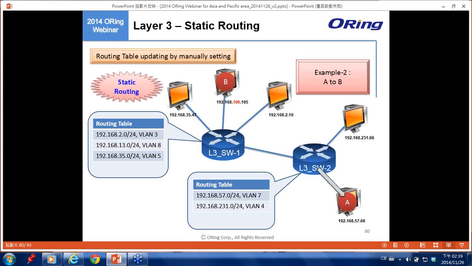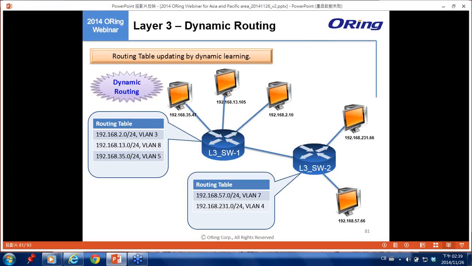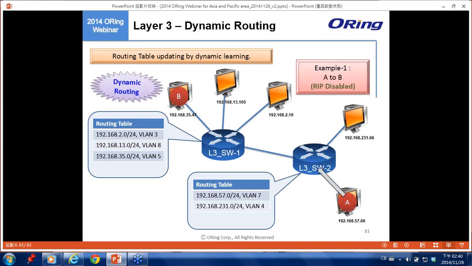Now let's move on to dynamic routing. A routing table updated by dynamic learning is called dynamic routing. For example, if you try to transmit a packet from host A to host B while dynamic routing is disabled, you can see there is some routing information already in the switch 1 and switch 2 routing tables. Because there is no host B information in switch 2, the transmission will fail.